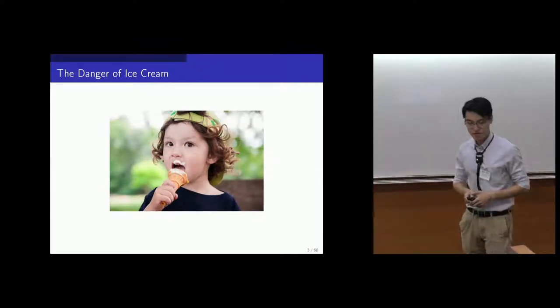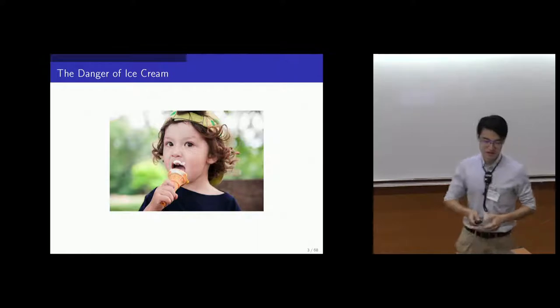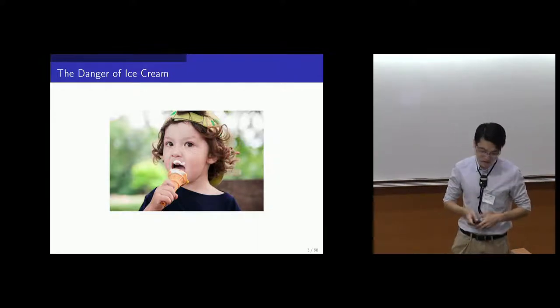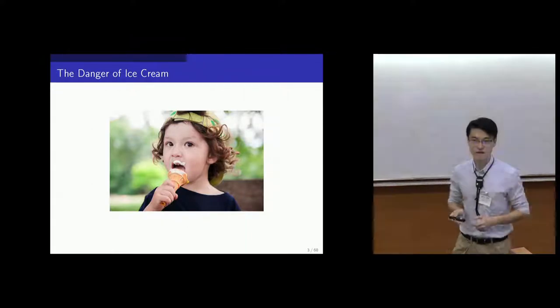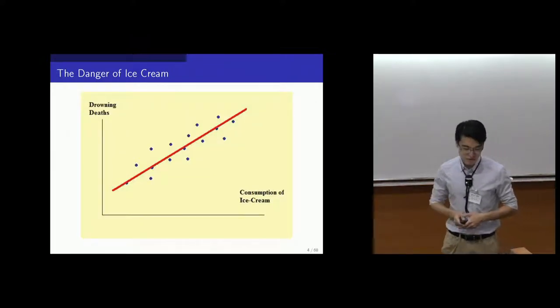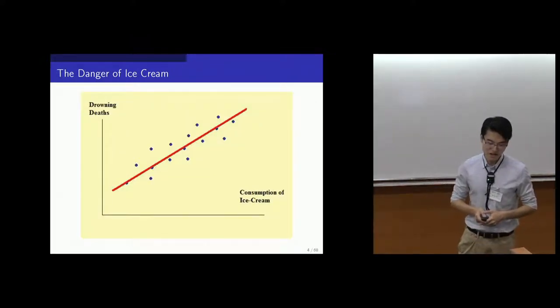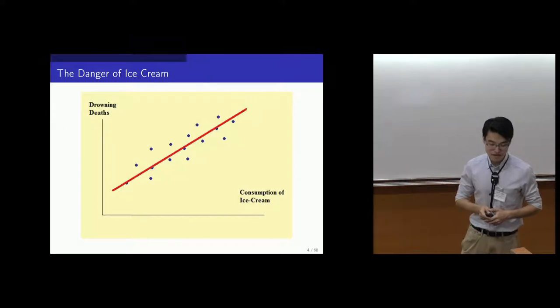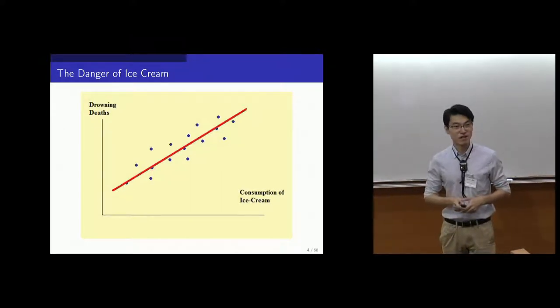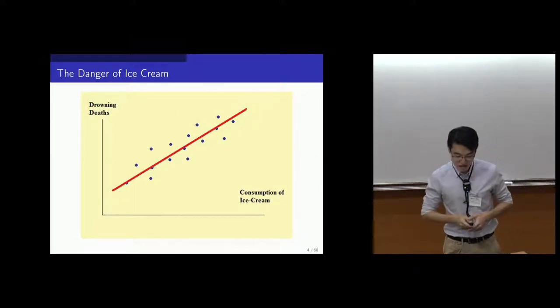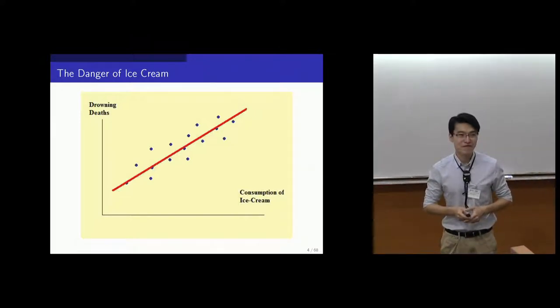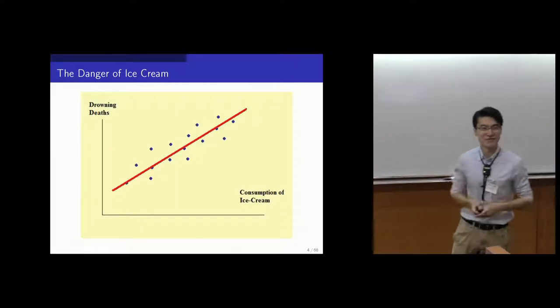Okay, so just to motivate our discussion very briefly, suppose this girl likes to eat ice cream, right? But we also notice an association between eating ice cream and the number of deaths by drowning, okay? So, of course, this is a classical association, not causation type of reasoning, but I feel that it's just a very lighthearted way to introduce our tutorial today.